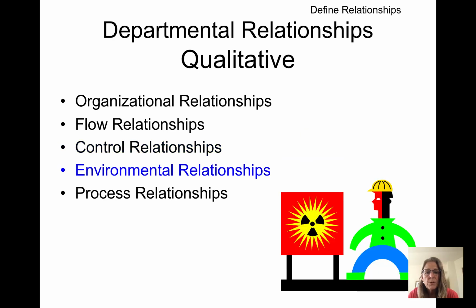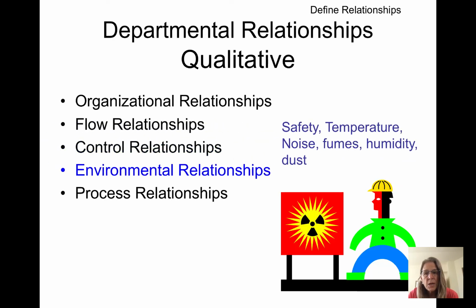There's often also environmental relationships. Temperature, safety, noise, fumes, humidity, things that need to be together. And this is common in, say, a clean room, that you don't want to have multiple clean rooms. You probably just want to have one clean room. And in addition to things like fumes, you need to make sure that these are near a wall, so that they can be isolated or the fumes can be extracted.